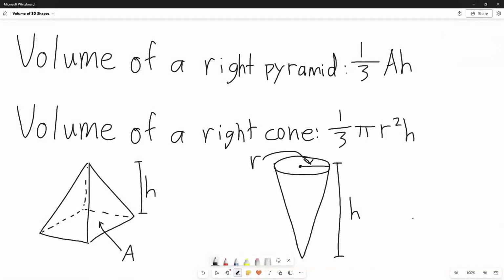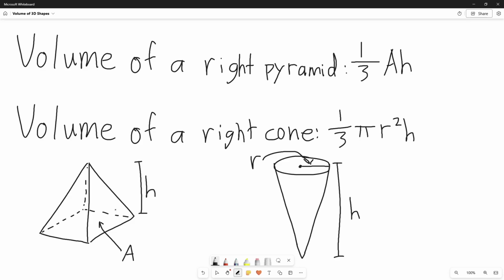And now for some other shapes. The volume of a right pyramid is 1/3 times A times H, and in a right pyramid, the tip, which is right here, is always directly above the center of the base. So A is going to be the area of the base, and that's just the length times the width, so you should know how to do that. And the height is just the height of the pyramid.